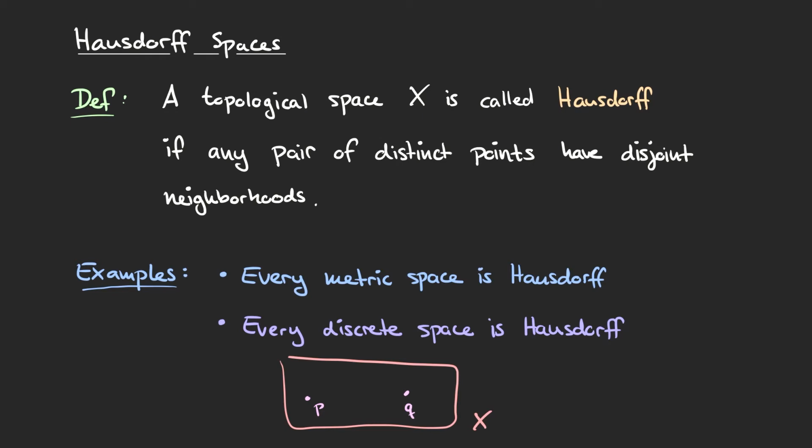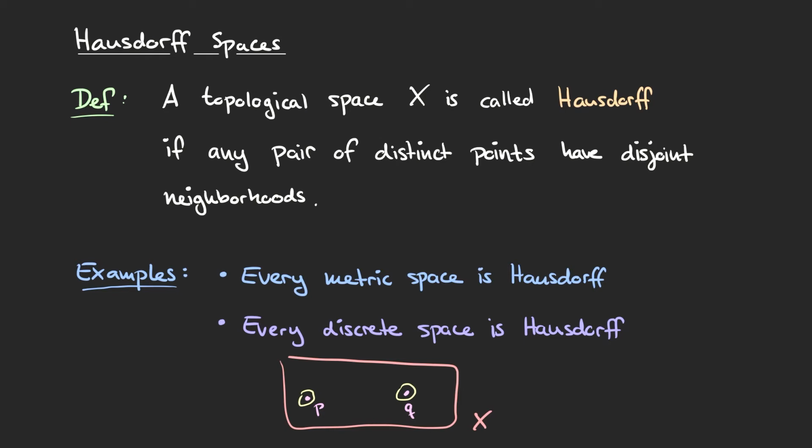But because the space is discrete, the singleton that just contains P is an open set, and also the singleton that just contains Q is an open set. And these two sets don't intersect one another because P and Q are distinct. So we found a neighborhood of P and a neighborhood of Q that don't intersect, and this shows that this discrete space is Hausdorff.